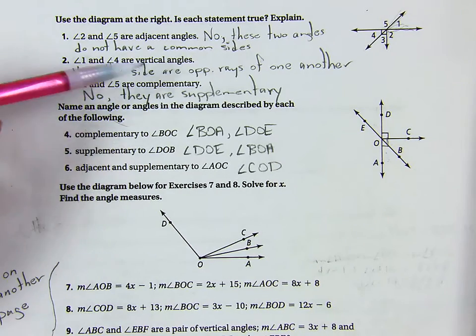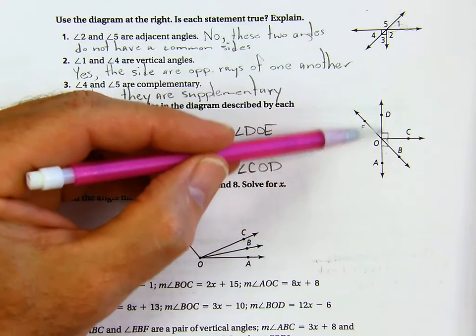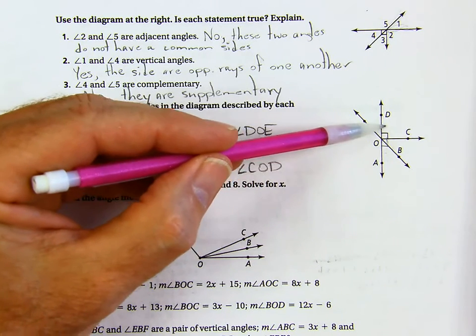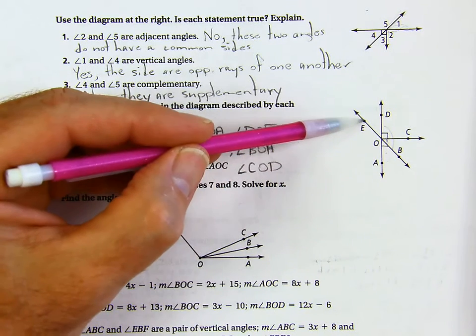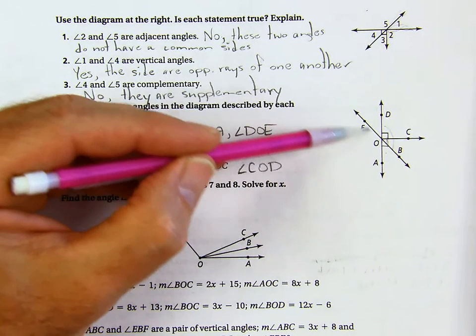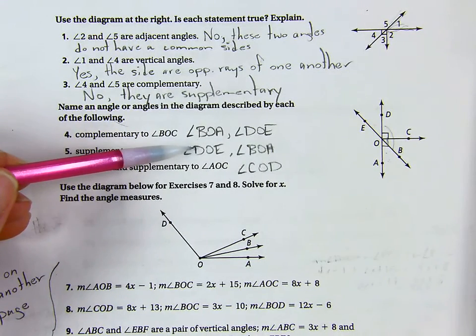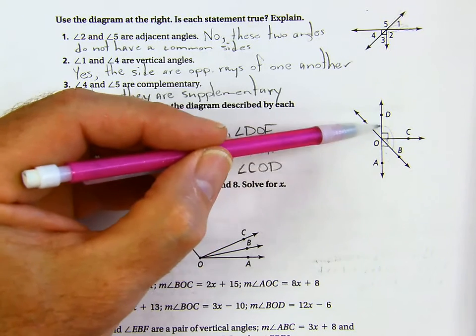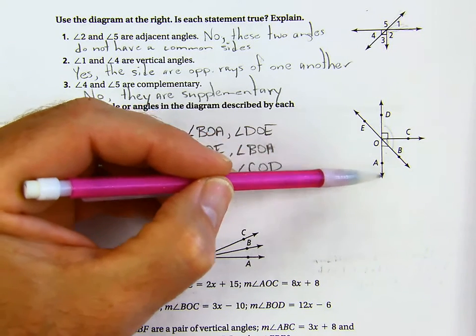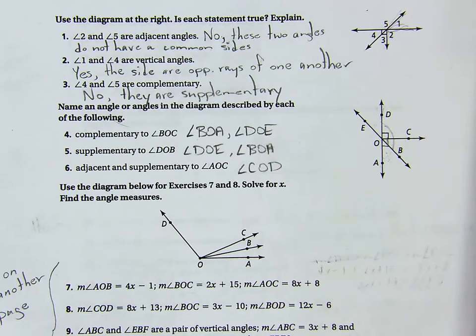Supplementary to DOB. DOB, supplementary, usually you can look on either side. Supplementary means together with this angle, they add up to be 180. So DOB and DOE make the straight angle BOA. So DOE is one of those angles that are supplementary to DOB. And then on the other side, BOA. See, this angle plus this angle make this straight angle. So BOA is the other angle that is supplementary to DOB.